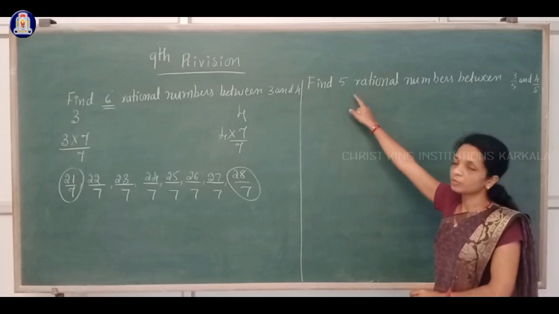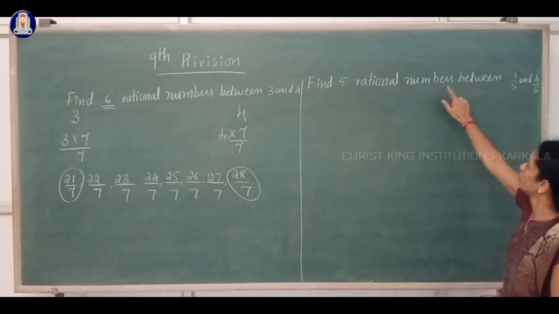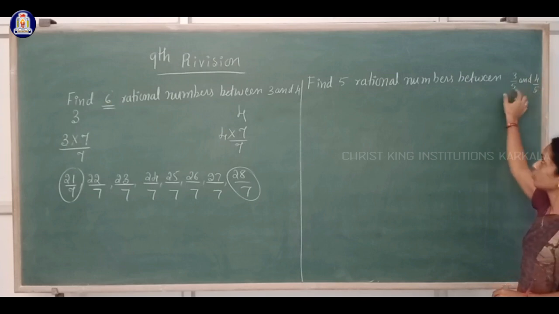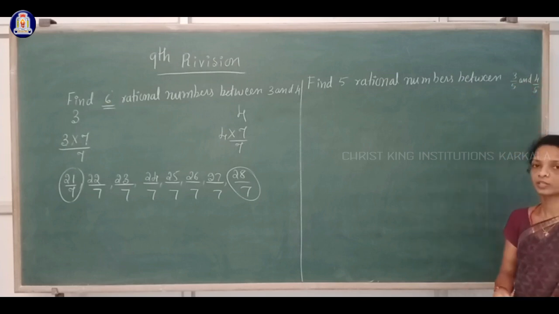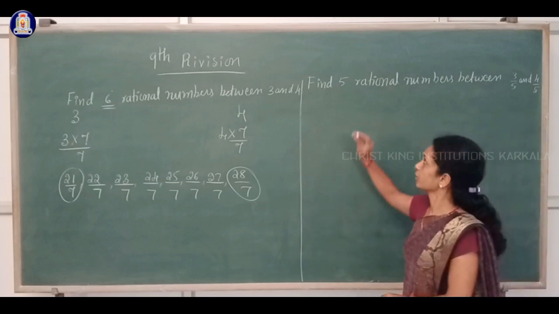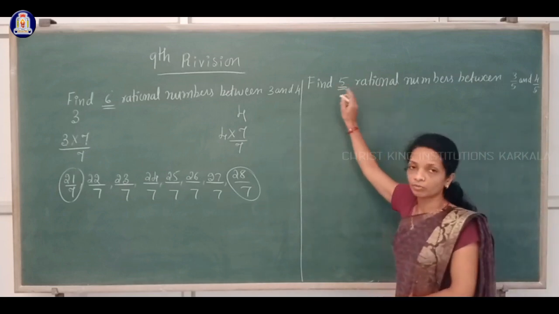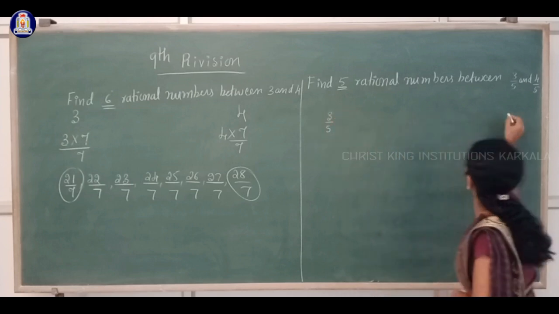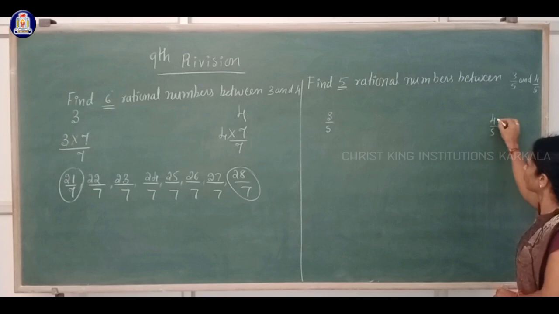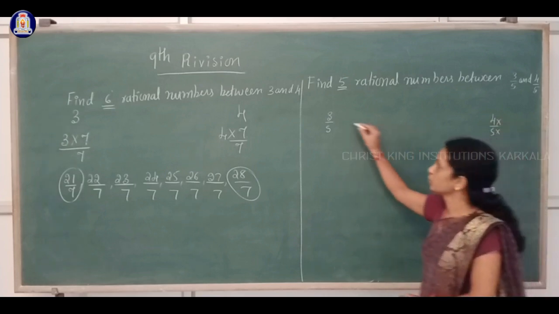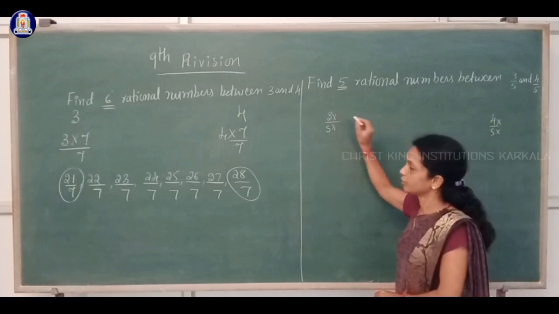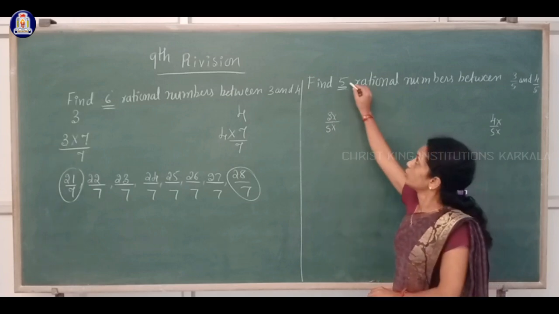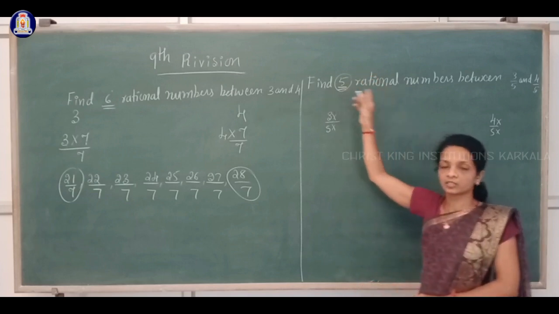Next, suppose you are asked like this: 5 rational numbers between 3 by 5 and 4 by 5. Now here you are given numbers in fraction form. So this is also the same type. Here you are asked for 5 rational numbers. For the given numbers 3 by 5 and 4 by 5, you have to multiply both the numerator and the denominator by the same number. Which number do you have to multiply by?